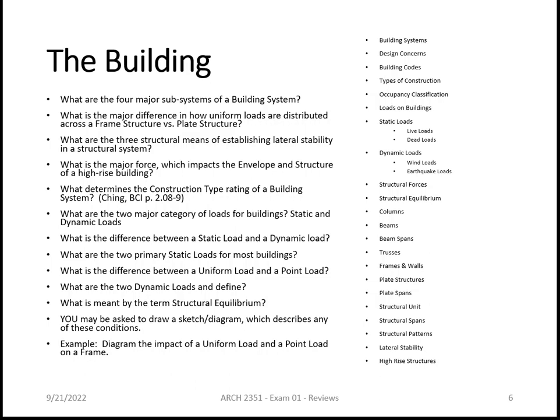What determines the construction type rating of a building system? The Uniform Building Code. It rates different construction systems. We're going to cover all of them in this class. Well, there are two major categories of loads for the building: static and dynamic.